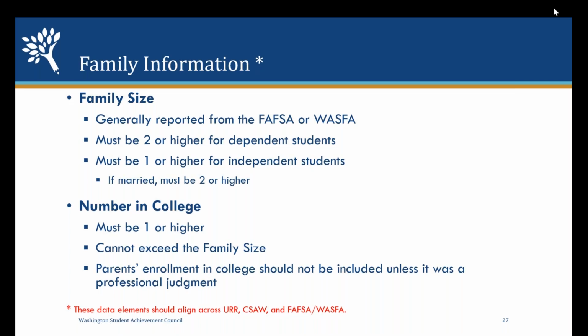We'll continue with family information based on number in college. It has to be 1 or higher. The student themselves is considered in college, but it cannot exceed the family size. We sometimes get reports of a family size of 2, and then they'll report 3 in college. So it's just verifying that your numbers actually make sense. Parents' enrollment in college should not be included unless you performed a professional judgment to include that parent as a person in college.